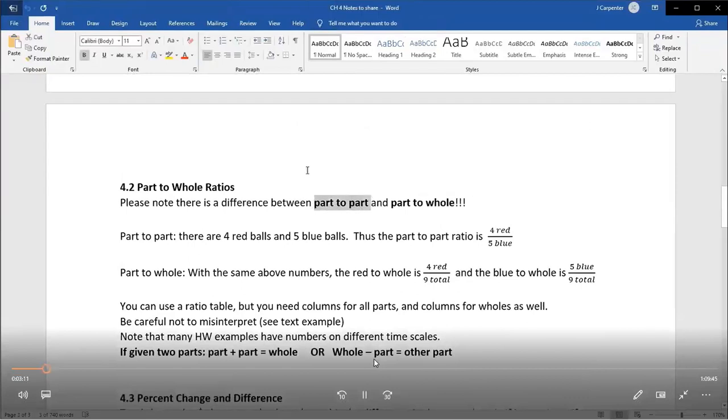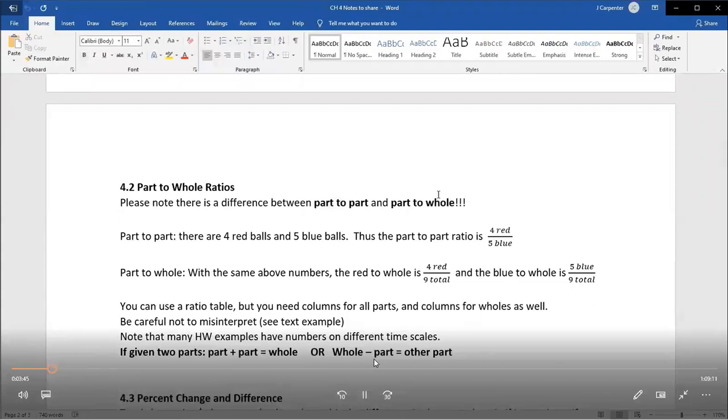So I feel like this section isn't titled well enough. It should be called part-to-whole and part-to-part ratios. Because I feel like this section focuses more on the part-to-part aspect, since it's something that we really hadn't done too much so far, if at all, except maybe a glancing pass. So please note there is a difference between part-to-part and part-to-whole ratios. Part-to-whole is comparing one type of thing to everything, whereas part-to-part is comparing one type of thing to another type of thing.